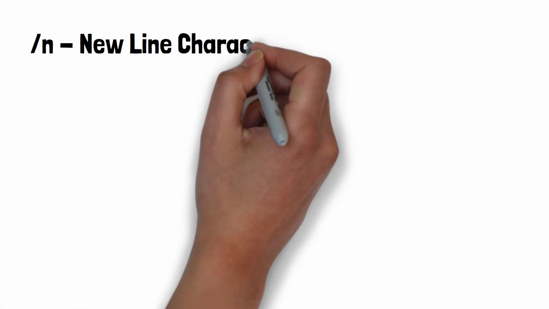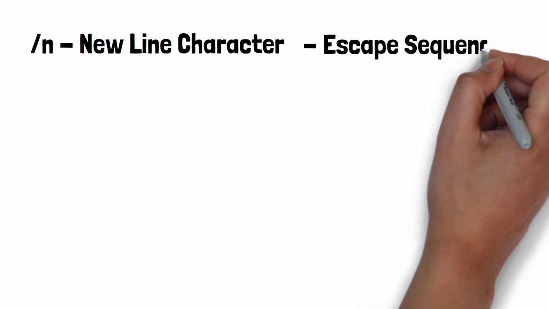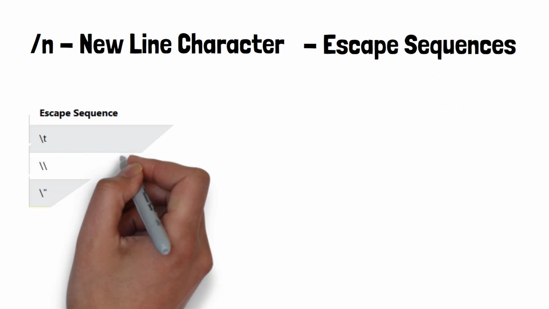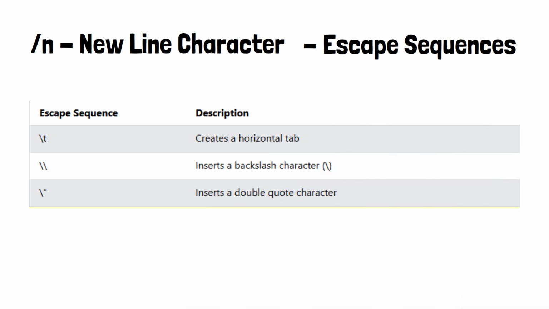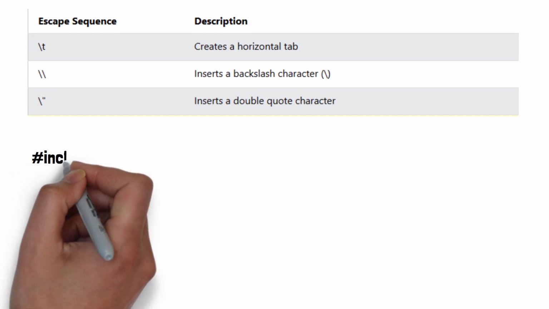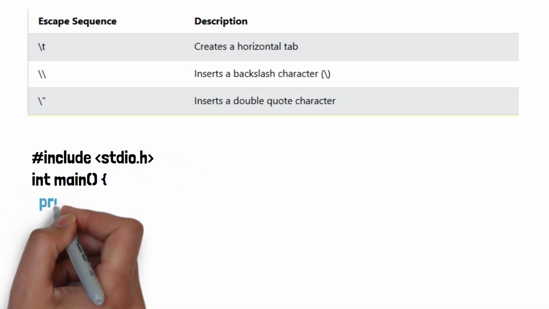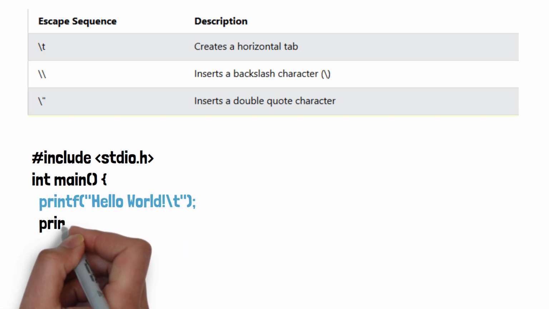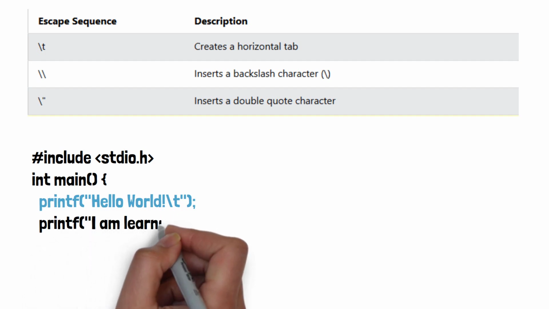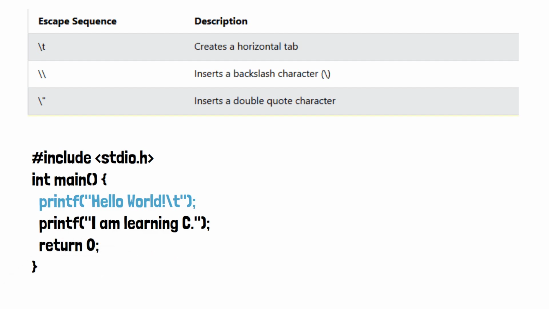Now this slash n is called the new line character. It comes under escape sequences. Further, we have other valid escape sequences. Now let us see this code. In place of slash n, if we write slash t, that will give an extra tab to the next printing line. Now if we see the output for this code, we have written printf hello world slash t, which means an extra tab will be given, and the next output will start a bit further along. Now you can see the next line I have printed as I am learning C.